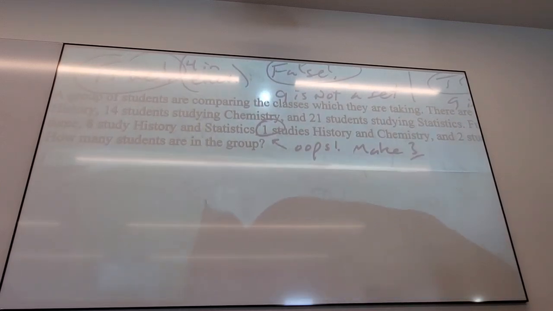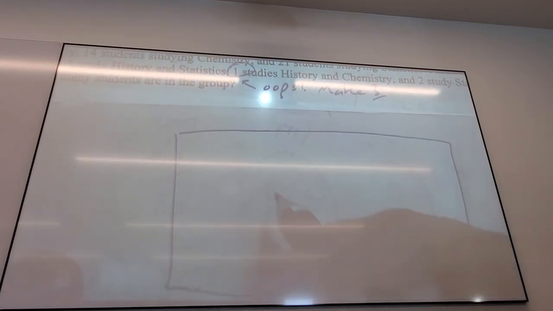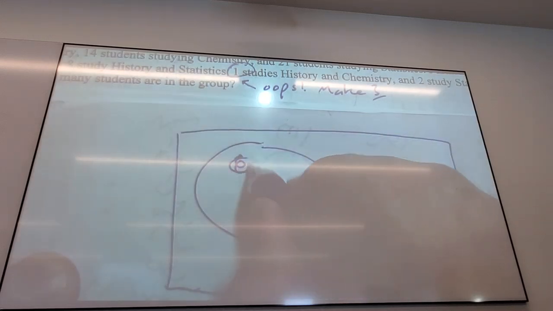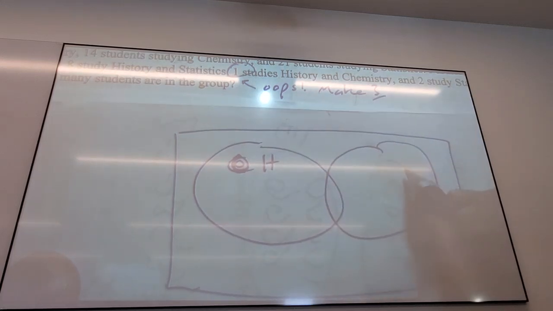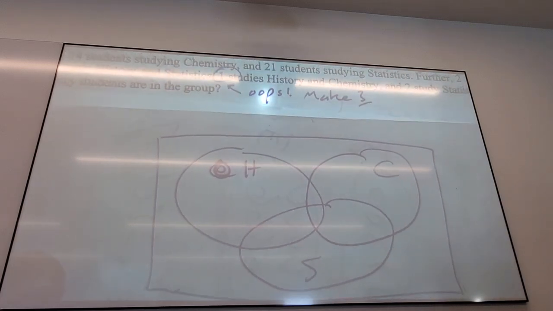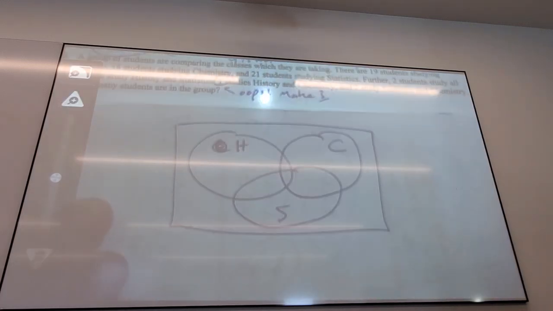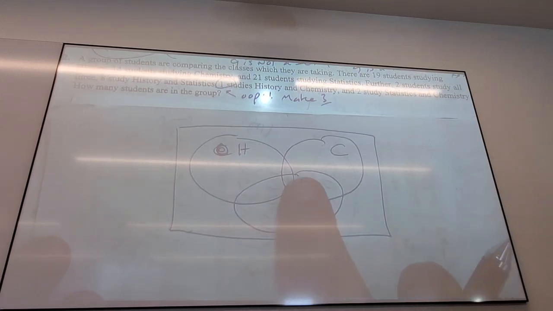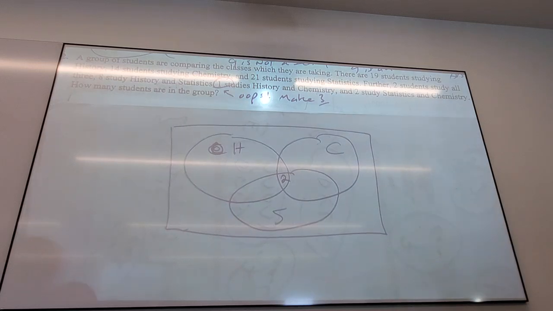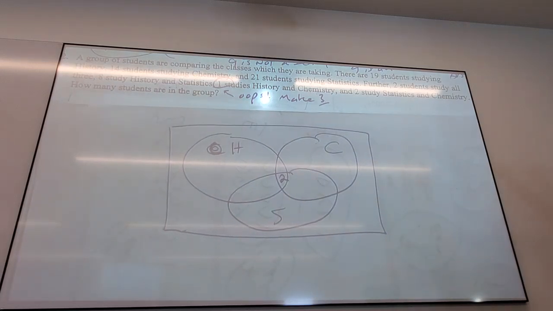Does anyone remember? Well, first off, everybody agrees that this requires how many circles? 3. Yeah. So I got a chemistry circle. Let me make it the same way you guys probably did. We got a history circle. I don't know if this is the way you guys did it. A chemistry circle and a stat circle. Okay. Does anyone remember where we should start? In the middle. How many are taking all 3? 2 of them are taking all 3. Now you work out from there.